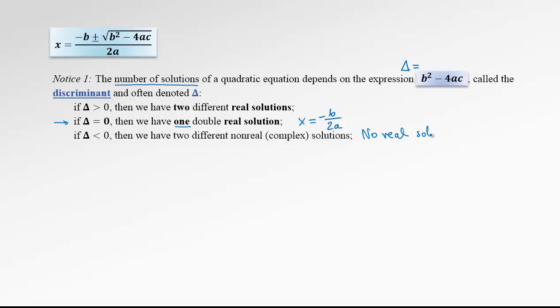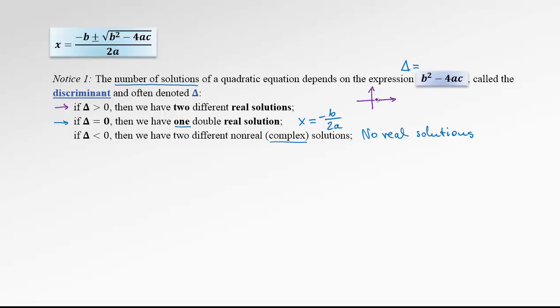No real solutions. Instead, we have two different complex solutions, because the square root of a negative number is a complex number. Let's visualize these three cases in the system of coordinates. If the discriminant is bigger than 0, we have two different real solutions. How can we see it?